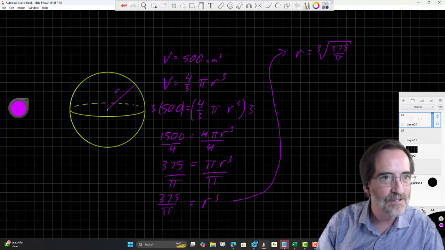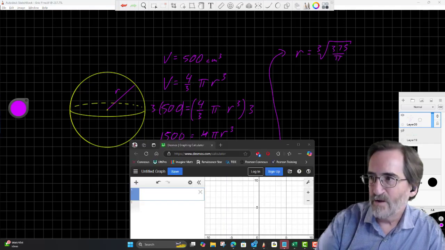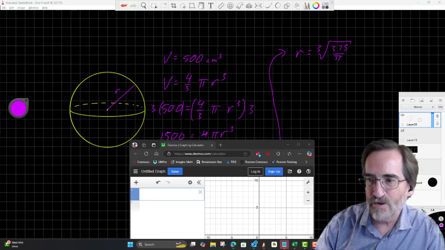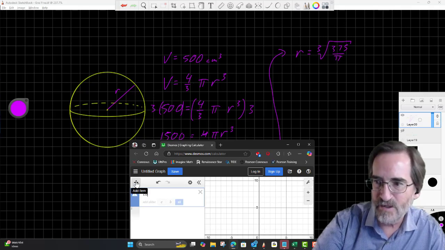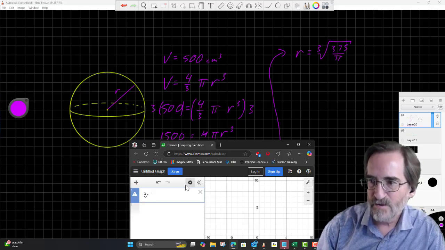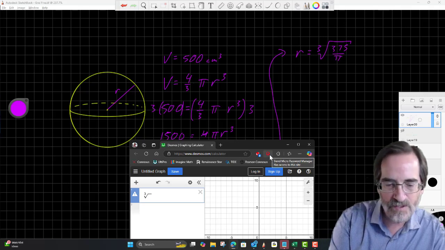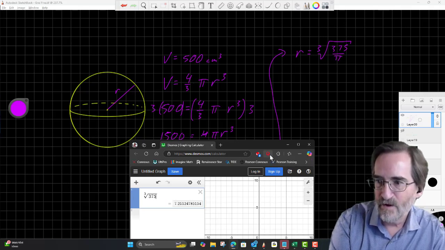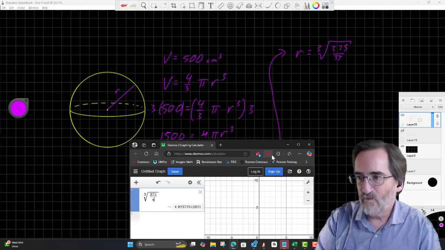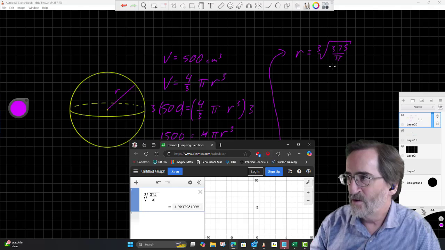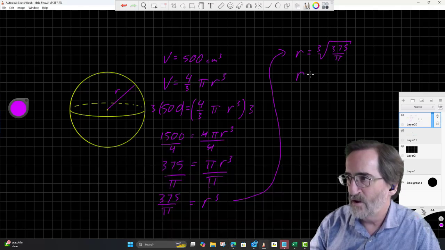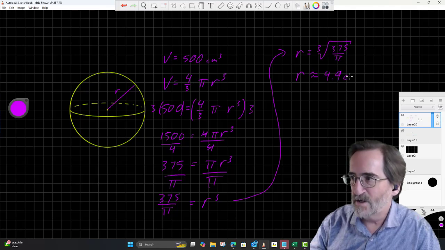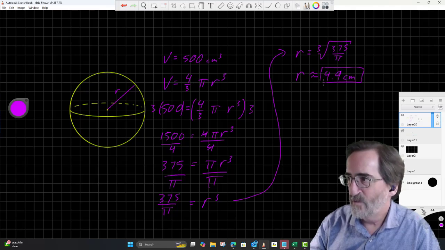Bring up Desmos. Okay, we get cube root. To enter cube root, there's a couple of ways to do it, but the simplest way in Desmos is CBRT. CBRT 375 divided by pi. And we get about 4.9. Approximately 4.9 centimeters. Okay.